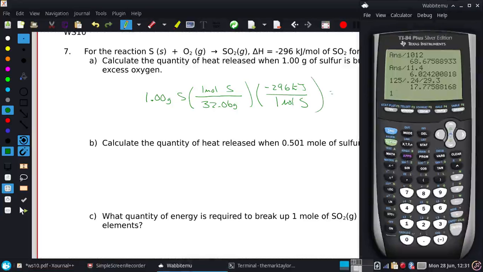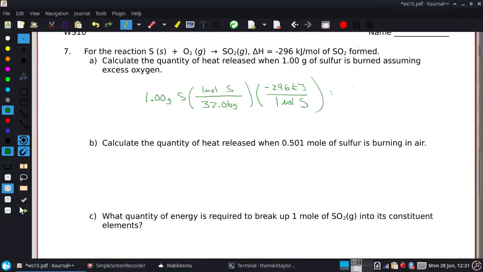So I just take 1 divided by 32.06 and then times 296, and I will flip the sign when I print it out. There should be a negative there, obviously. And this is a mere 9.23 kilojoules. Negative. All right, next one's a little bit easier because I'm just giving you moles, so I don't need to convert them to moles first. And it does say moles of sulfur, so we're going to do the same type of thing.